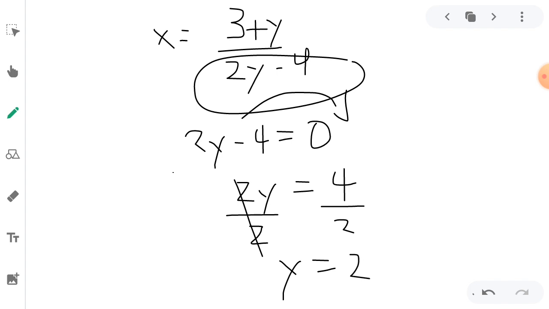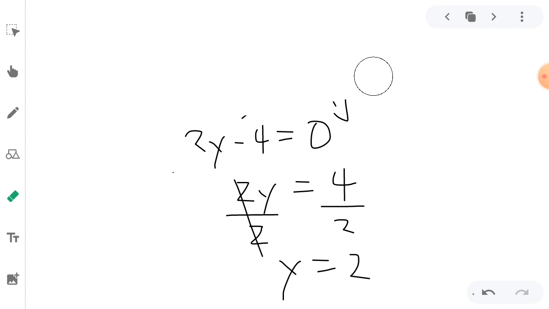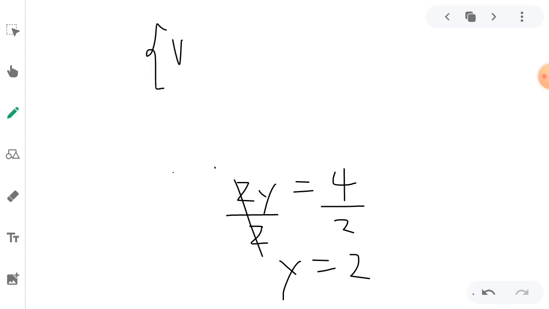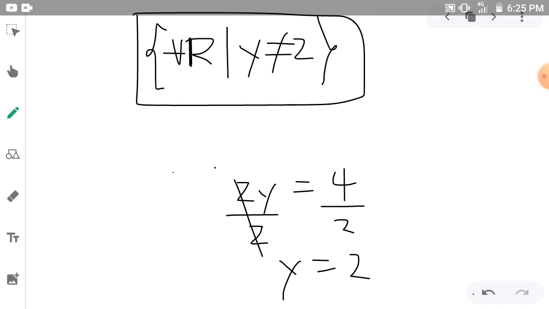And then to conclude, the range in our example number 2 is all the real numbers such that y is not equal to 2. So again, this is now our range in example number 2. So ganun lang yung pagkuha sa ating range sa rational function.